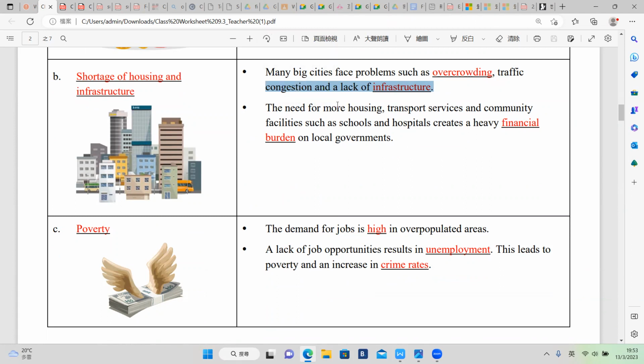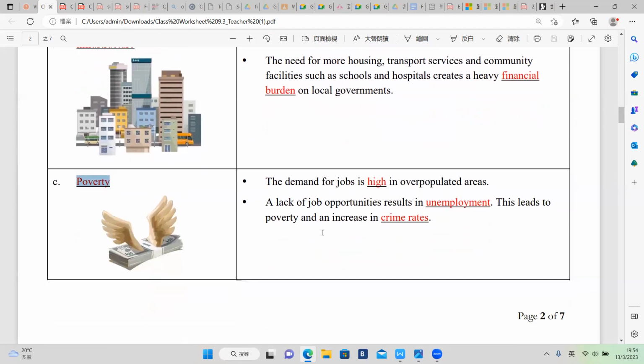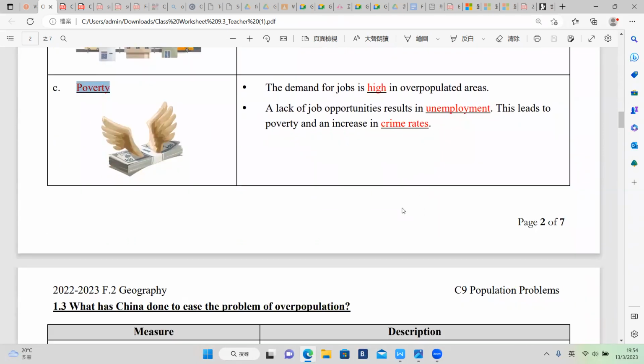It also provides a great burden to housing, transport services, and community facilities, like schools and hospitals for the government. Poverty is another problem. The demand for jobs is high in the overpopulated area, but there are not enough job opportunities to meet that need. That will lead to poverty and an increase in the crime rate.